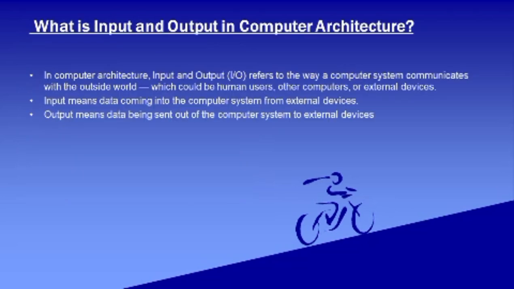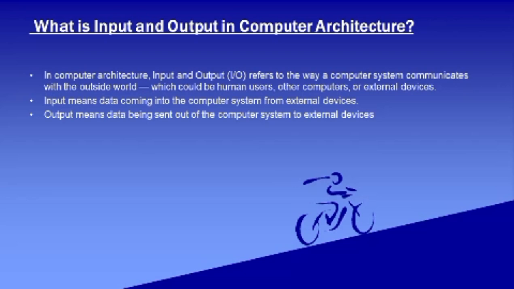Input and output in computer architecture refers to the way a computer system communicates with the outside world, which could be human users, other computers, or external devices. Input means data coming into the computer system from external devices. Output means data being sent out of the computer system to external devices.